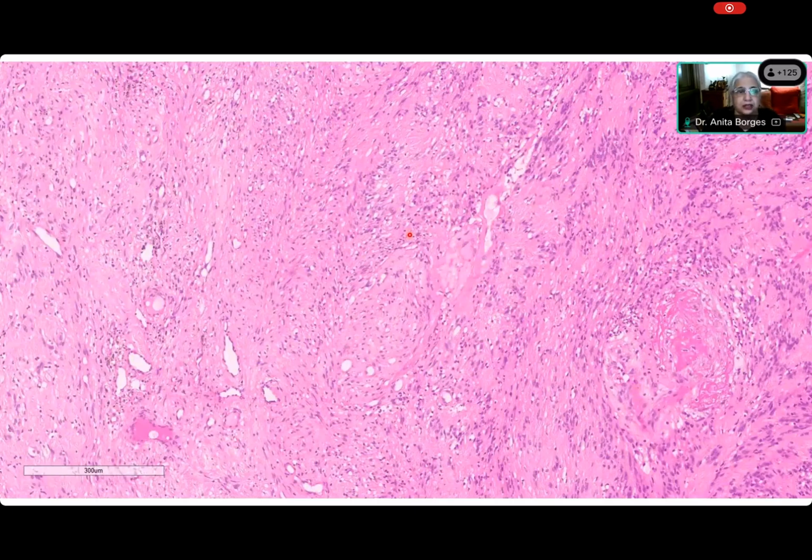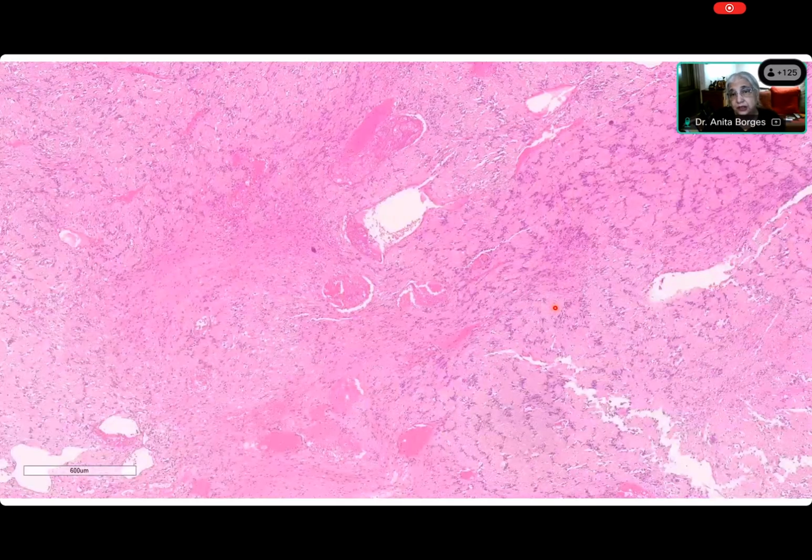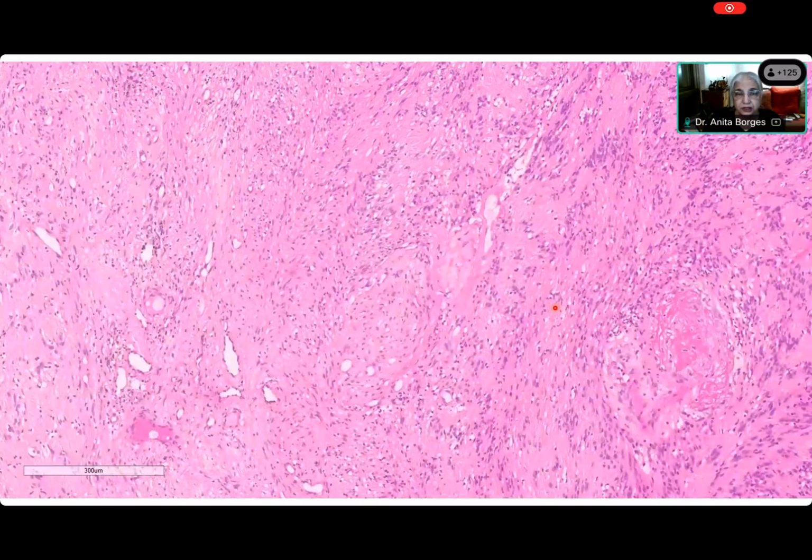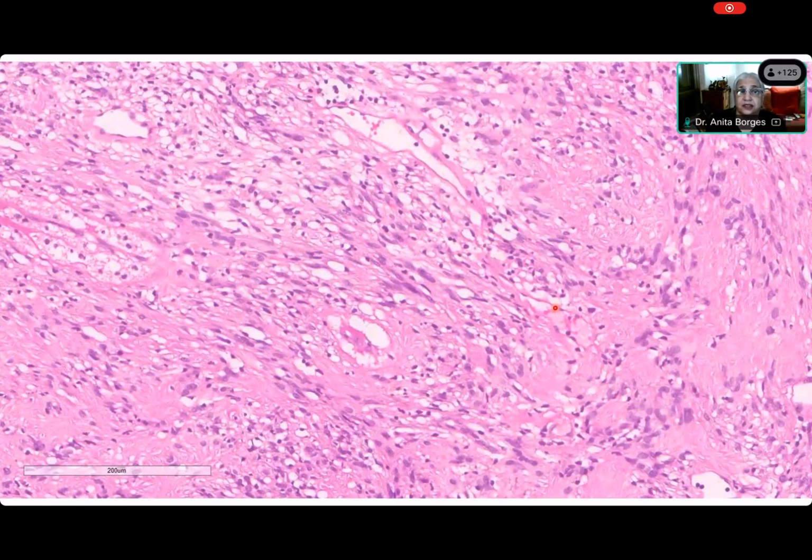Okay, now what are we coming across over here? Suddenly we are beginning to see the palisade. Oh, we forgot to mention that there was palisading, right? Yes, ma'am. Palisading. Yeah, this is a very palisaded tumor. And now what are we seeing over here, Saida? This is an Antoni B area.